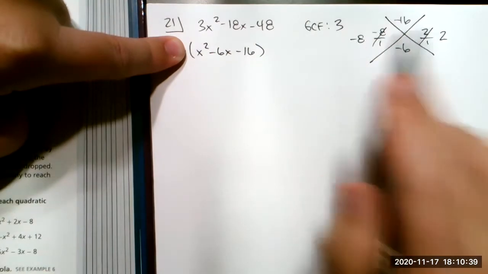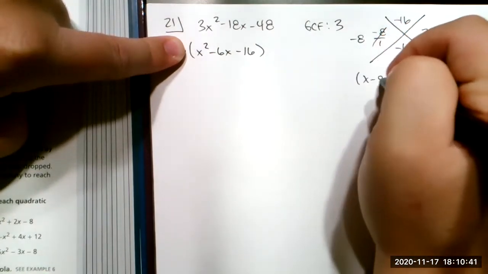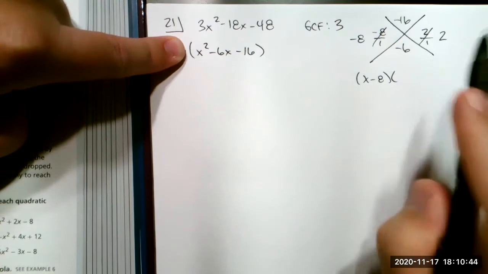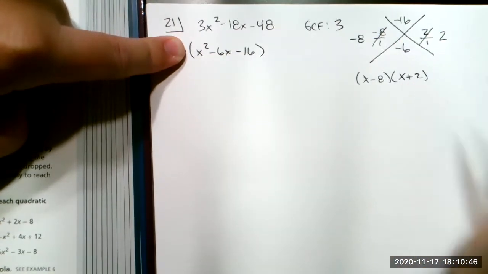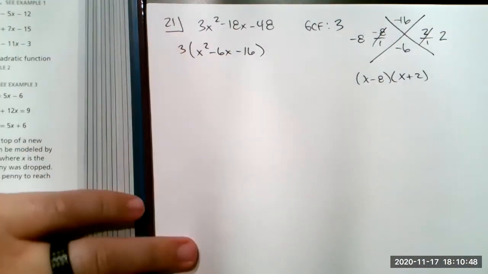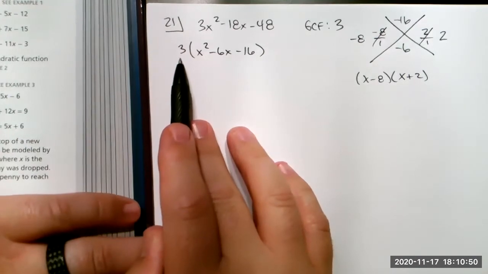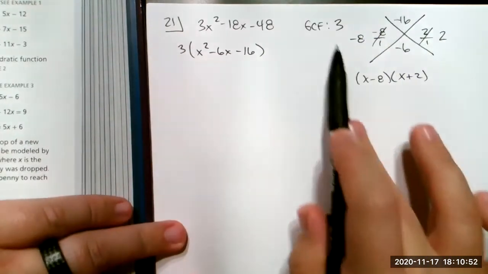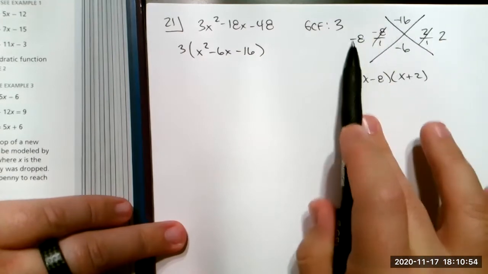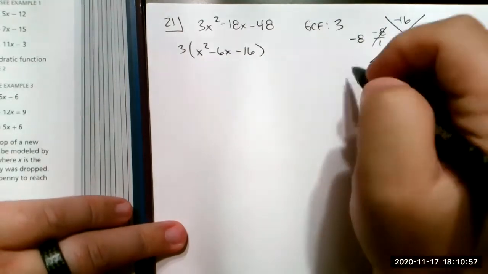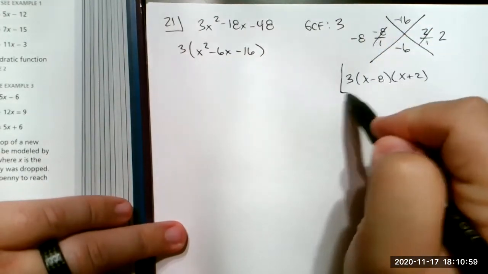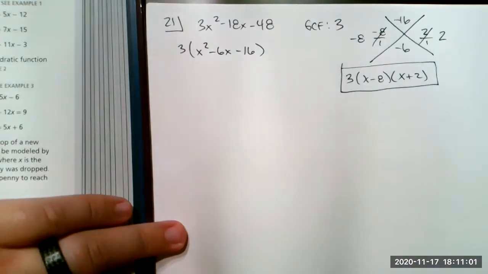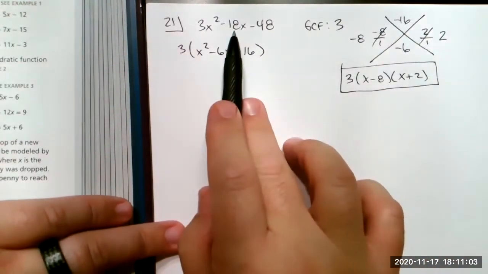So here we go. Negative 8, so it's going to be x minus 8. Positive 2, so it's going to be x plus 2. Here's the part that you got to remember, though. At the beginning, we took out that GCF. So even though the GCF didn't play a part in finding these zeros, you still have to include it with your final answer. If you don't include that 3, it's going to be a totally different answer. It's not the same thing as that quadratic that you started with.